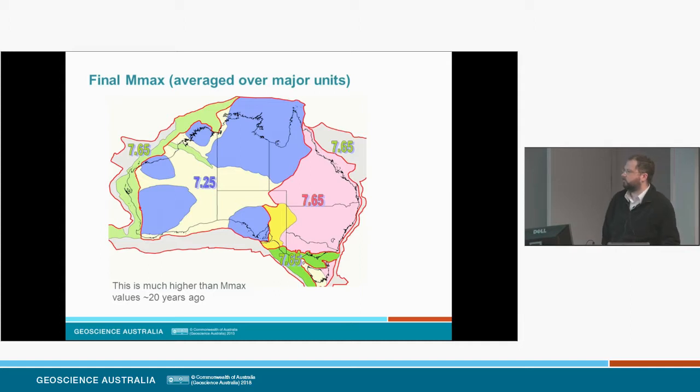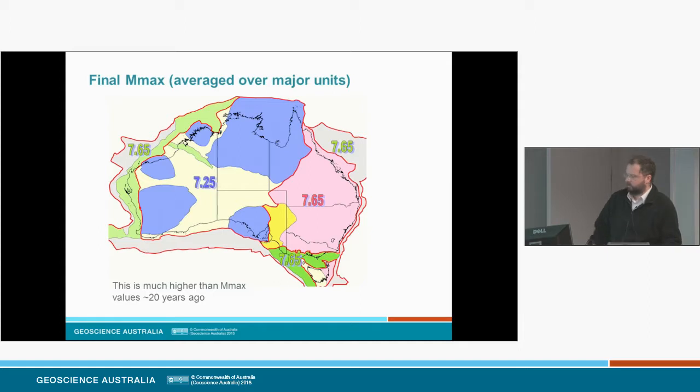We feel now that from the work that we've done collecting neotectonic features, we can rule out the possibility that earthquakes anywhere are limited to 5. We think they're at least 7.25, 7.65, and potentially larger across the whole of Australia. And that has a significant impact on hazard for critical infrastructure, longer return periods, as I'll show later.